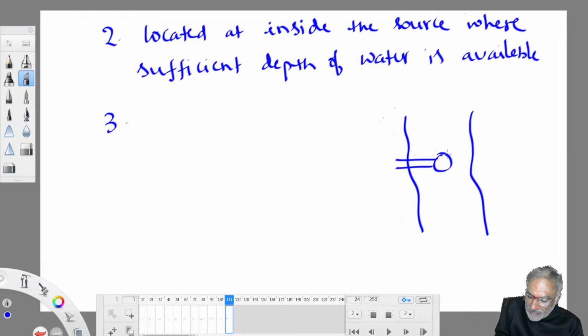So you need to locate the intake tower here, and from here you can take water. This tower is located somewhere here, where sufficient depth is available. So even though water is not there near the banks, inside it is available, and it can comfortably draw water. That is the point. Understood?